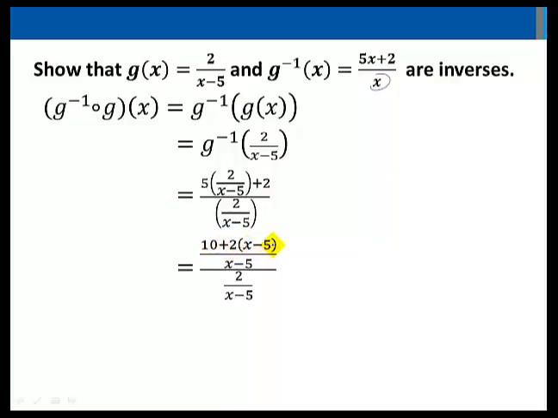Notice that we have 10 plus 2x minus 10, so I'll have 2x in the numerator over x minus 5 divided by 2 over x minus 5. And that's equal to 2x over x minus 5 times x minus 5 over 2. We can cross out some stuff here, and we're left with x. So g inverse composed with g of x is also equal to x. That shows me that the inverse that we found is a correct inverse.